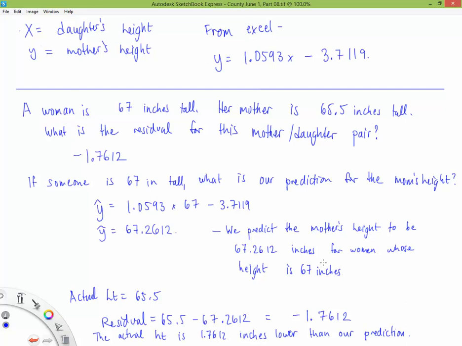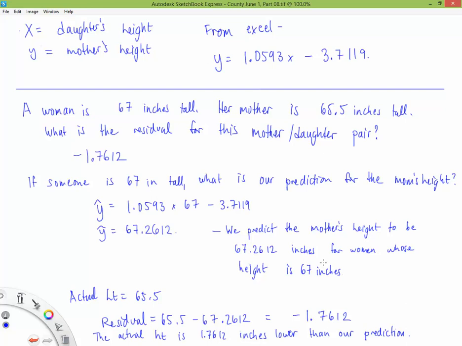So remember, all the data numbers come in pairs, right? This daughter's height of 67 inches is paired with the mother's height of 65.5. So we take the actual height corresponding to 67, which is in this case 65.5. We take the actual height and we subtract off our prediction whenever we have that particular x value.